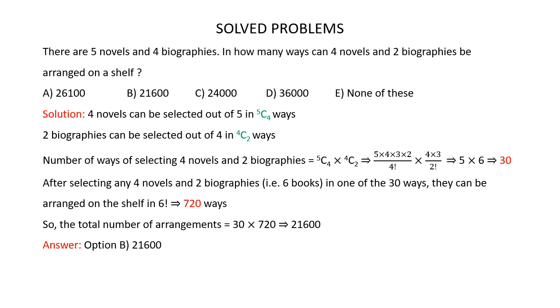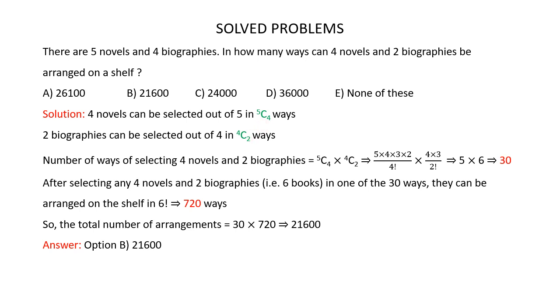Now first let's find out in how many ways 4 novels and 2 biographies can be selected out of 5 novels and 4 biographies. Now 4 novels can be selected out of 5 novels in 5C4 ways. 2 biographies can be selected out of 4 biographies in 4C2 ways. So the number of ways of selecting 4 novels and 2 biographies is 5C4 multiplied by 4C2.